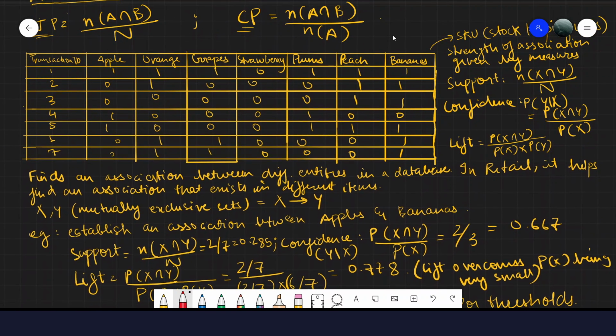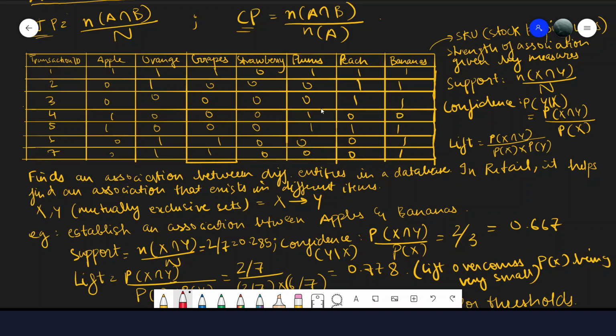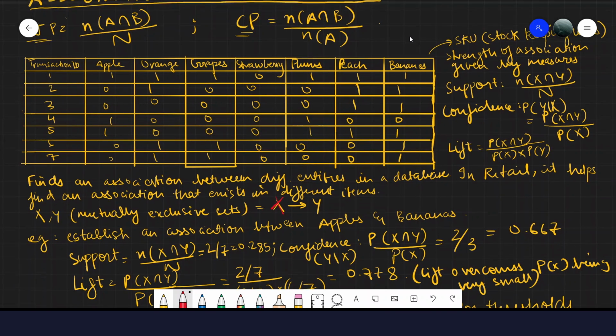So let's look at this example here. What association rule learning does is that it tries to find an association between different entities in a database. In retail, it helps find an association that exists between different items. What do we mean by association that exists between different items? It basically means that if X and Y are two mutually exclusive sets, in this case, X and Y could be two items like apples and bananas, then what is the probability that if I buy X, which is bananas, then I would also want apples, right? So that is what association rule learning helps us do.